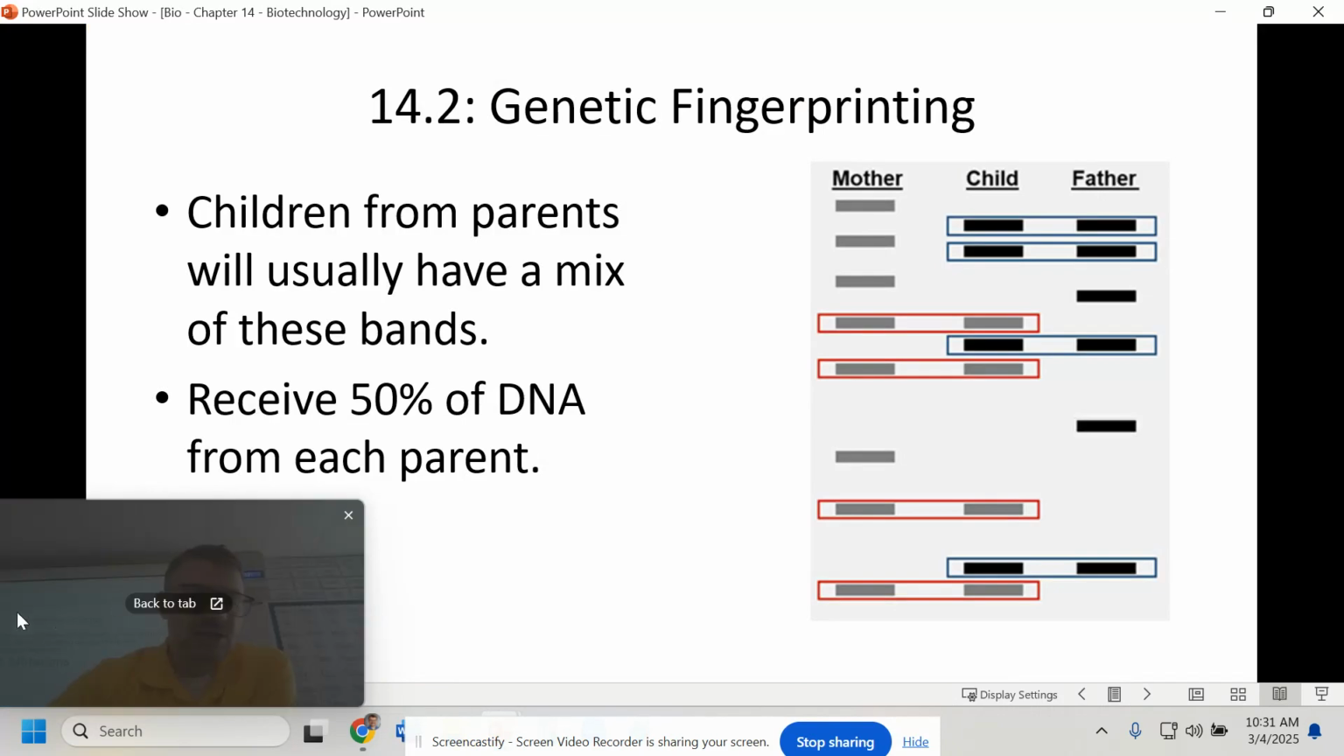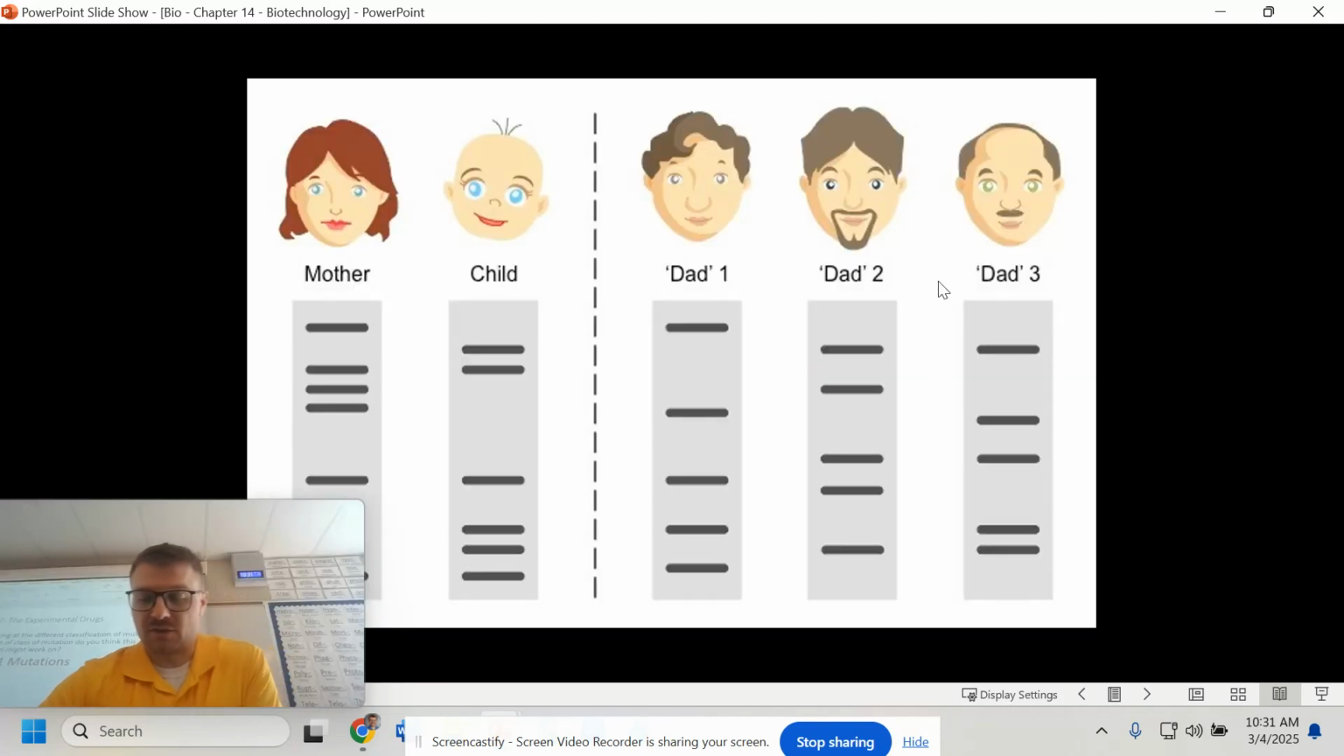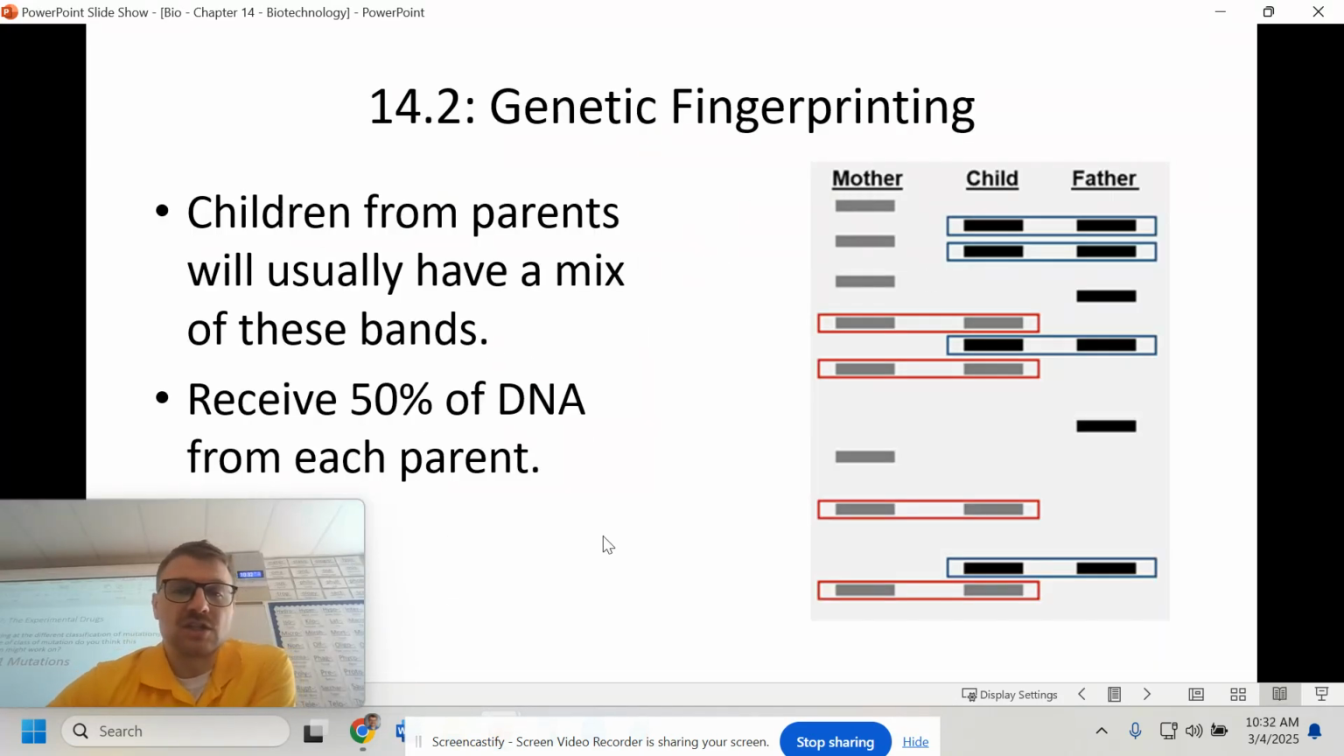That's a video we're not going to watch. So what we're also going to do, let me go back. What we're also going to see is that genetic fingerprinting can also be used with parents because again, you share half of your DNA with mom and half of your DNA with dad. So again, you're going to have half the DNA fragments that your mom has, and the other half are going to come from your dad.